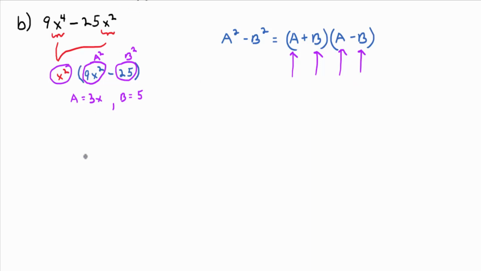So your final factorization is going to be x squared times the quantity 3x plus 5 times the quantity 3x minus 5. And that's it. That's your answer.